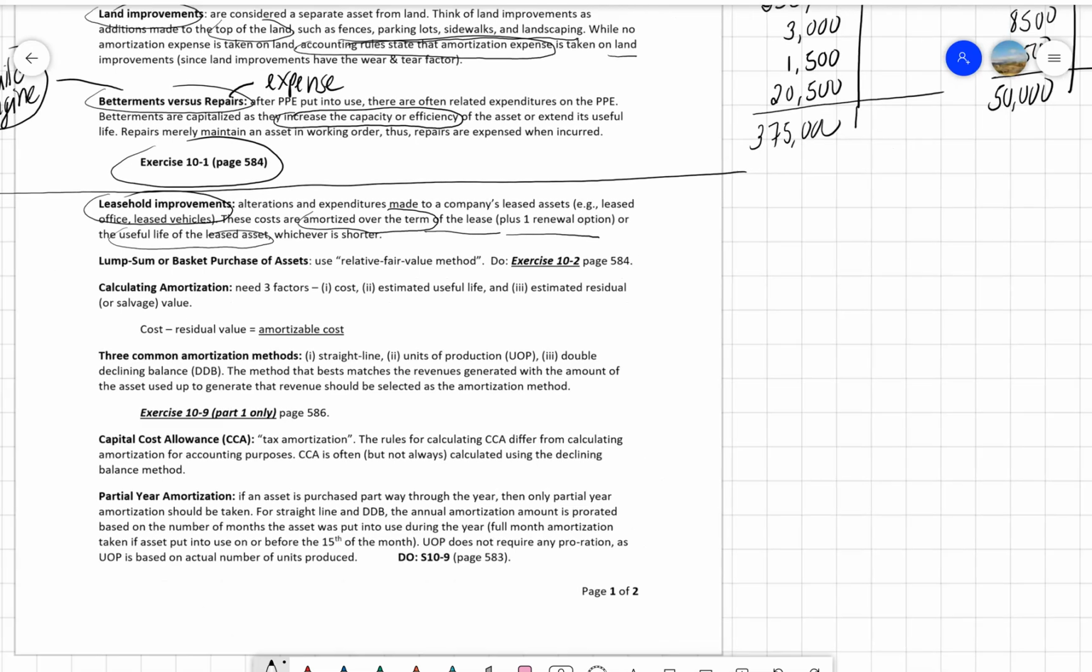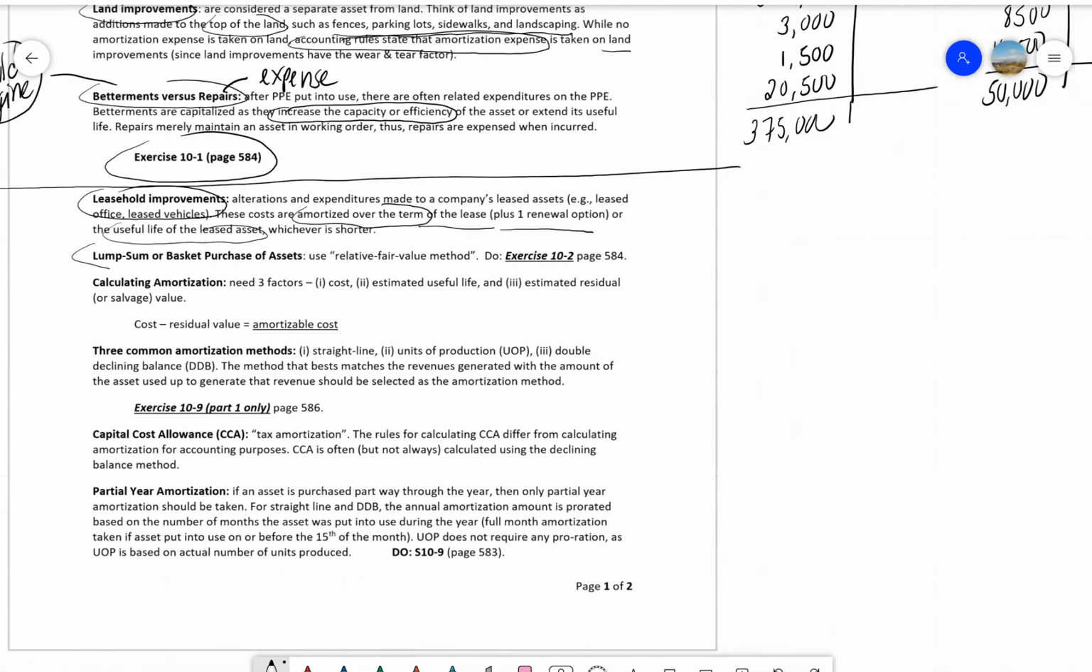What we're going to do next then is talk about lump sum or basket purchase of assets. And what that means is, let's say you pay one price for a bunch of assets. How do you allocate that one price to all the different assets that you purchase? And we use what's called the relative fair value method.